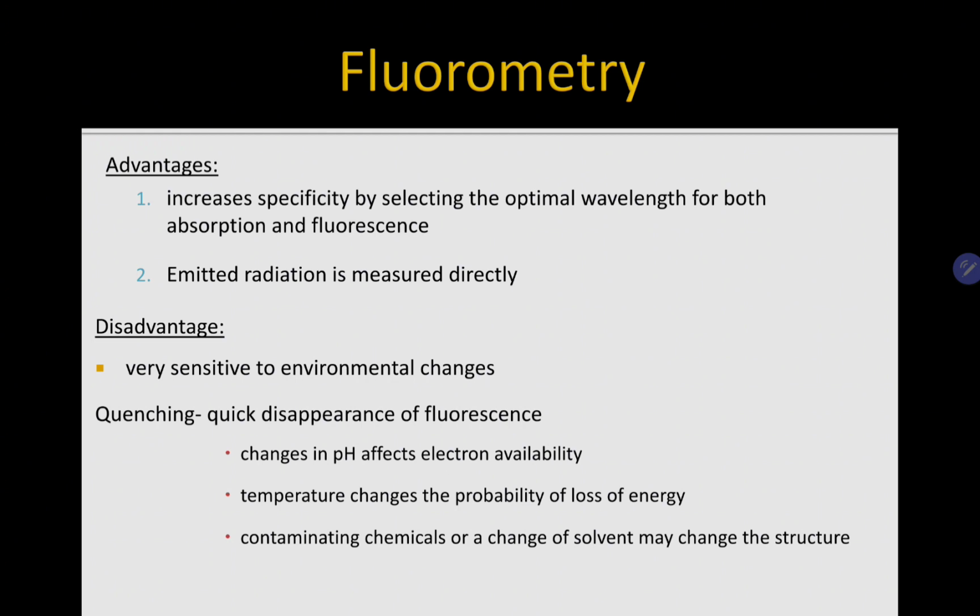And then, ang pinaka-main na disadvantage niya, guys, is since makat off siya, the moment na makat off ng light source, is quenching. Quenching is the quick disappearance of fluorescence. Can be changes in pH after electron availability, temperature changes, the probability of loss of energy, contaminating chemicals, or a change of solvent may change the structure. So, ano siya guys? Maraming disadvantage po ang fluorometry.